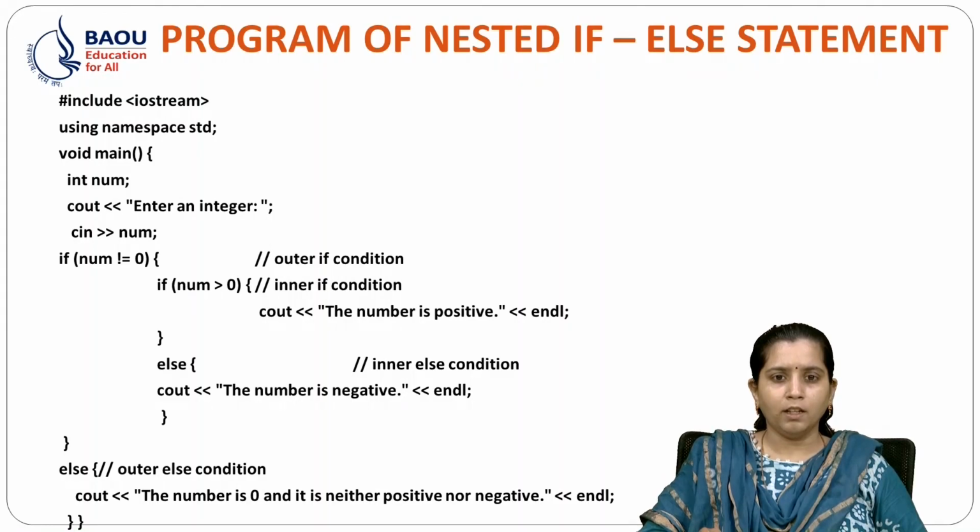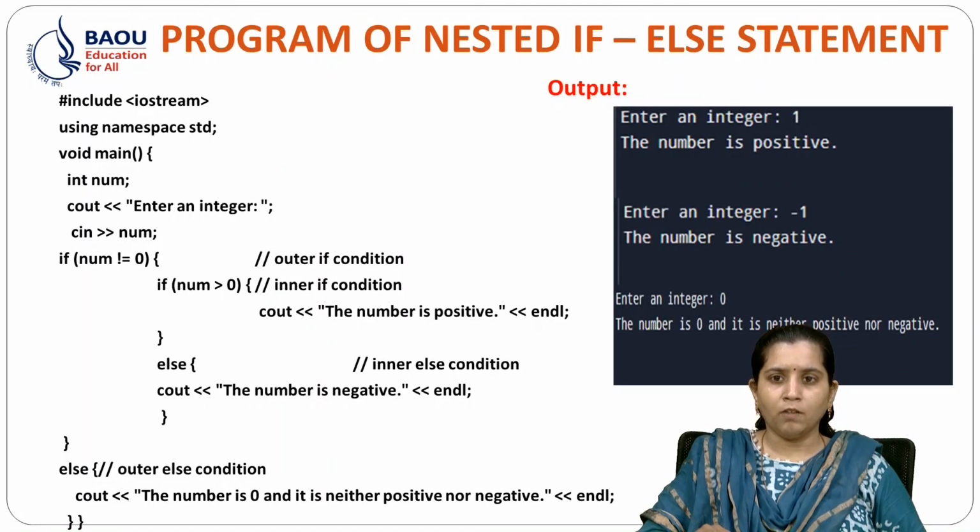Now let's see the output of this program. First, I have entered one integer, then the number is positive, and it will go in the first inner if condition. If I enter -1, then the inner else condition will be executed, that is, the number is negative. And if I enter 0, the outer else condition will be true, and thus we will get that the number is 0 and it is neither positive nor negative.